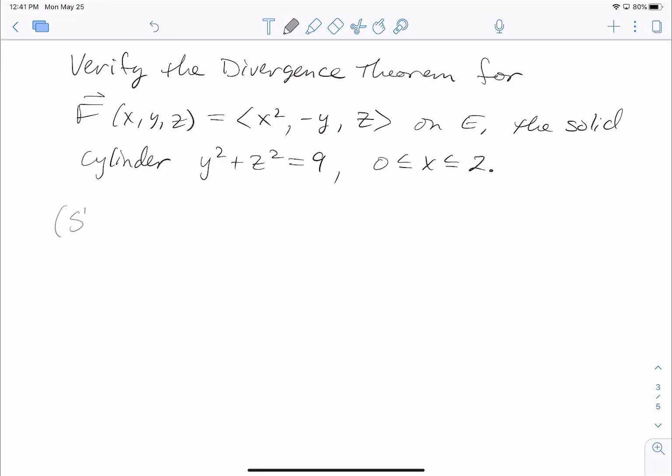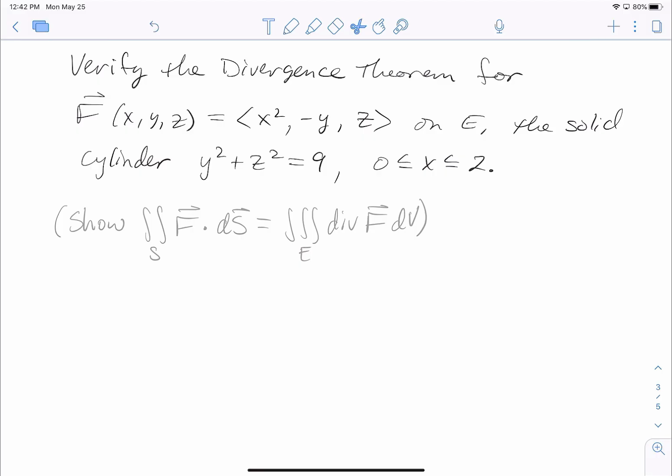Verifying the divergence theorem means that we are to show that the flux, that is the double integral over the surface S of F dot dS, is equal to the triple integral over E of the divergence of F dV. So we compute both of them separately and then show that we get the same result.